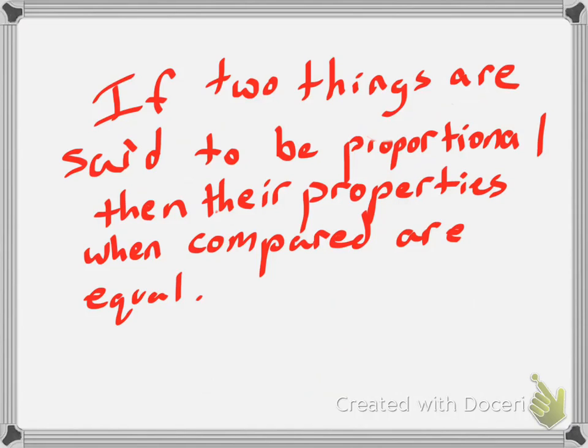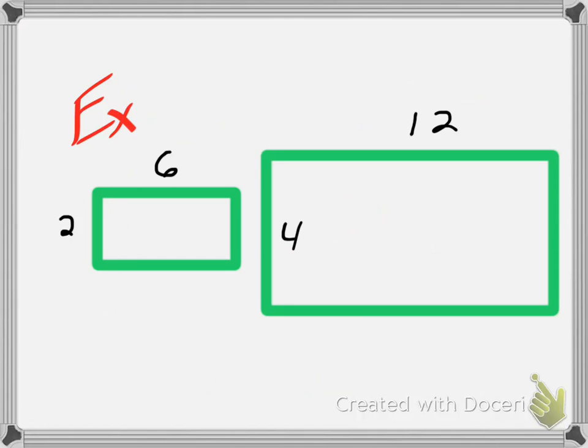Let me show you an example using shapes. Here's two rectangles. We have one that's 2 by 6 and one that's 4 by 12. Well, the properties of this one rectangle right here, we would say would have a width of 2 to 6. And this one would have a width of 4 to 12.